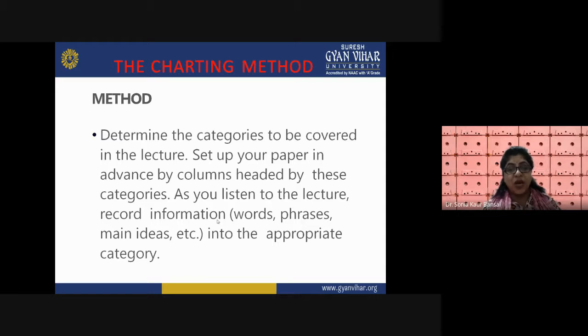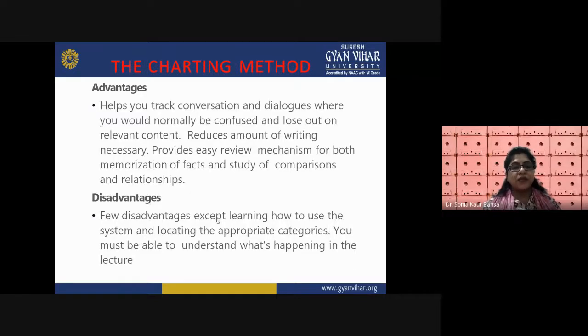So you have to make a chart by setting up your own columns on a paper. As you listen to the lecture, record information, words, phrases, and main ideas into the appropriate categories you have made. So this is the charting method, and an advantage of the charting method is that it helps you track conversation and dialogues where you would normally be confused and lose out on relevant content.